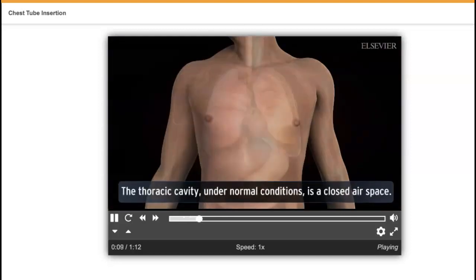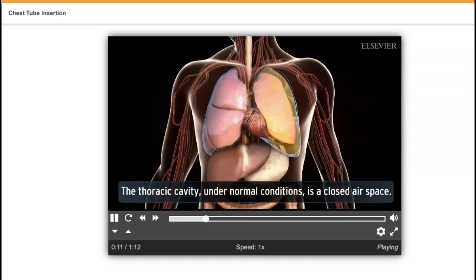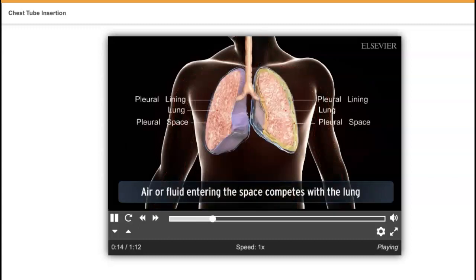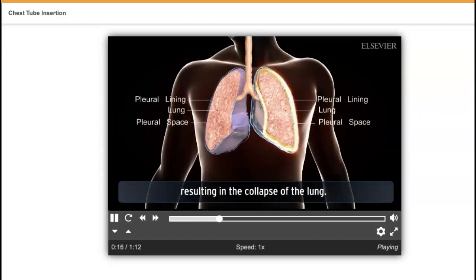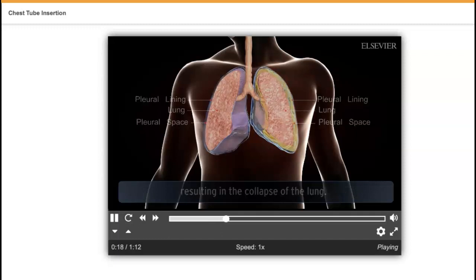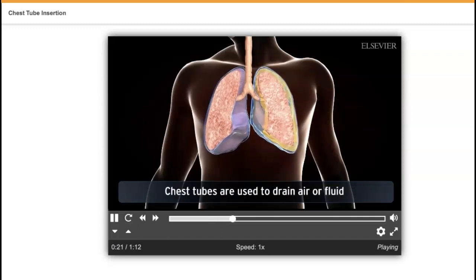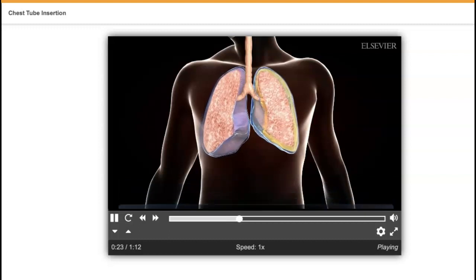The thoracic cavity under normal conditions is a closed airspace. Air or fluid entering the space competes with the lung, resulting in the collapse of the lung. Chest tubes are used to drain air or fluid to prevent severe complications.